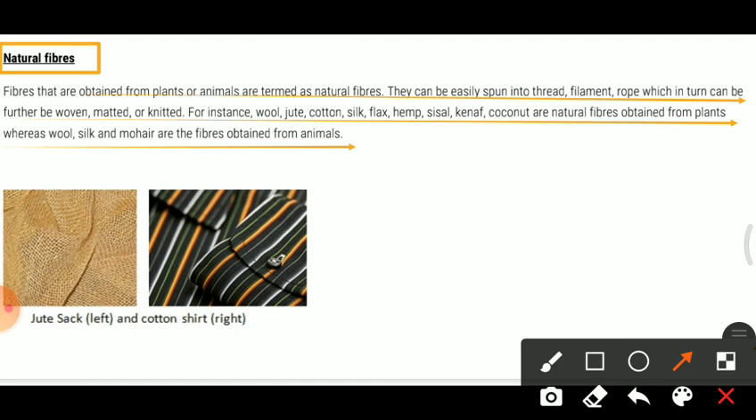Kenaf is a fiber which is obtained from an East Indian plant, Hibiscus cannabinus. Hemp is also one of the fibers. Sisal is also one of the fibers which is used to make rope. Mohair is a type of fine wool.